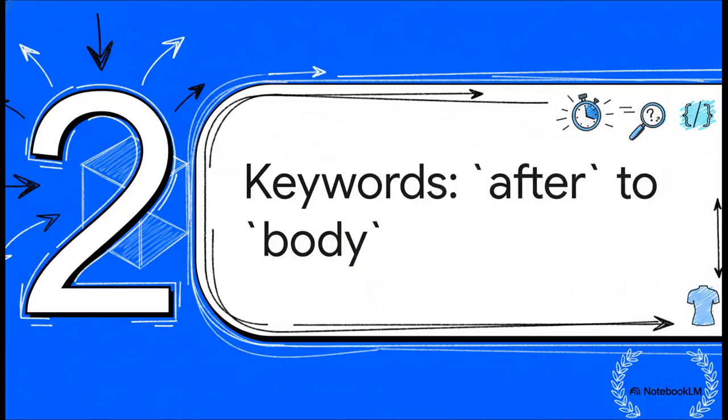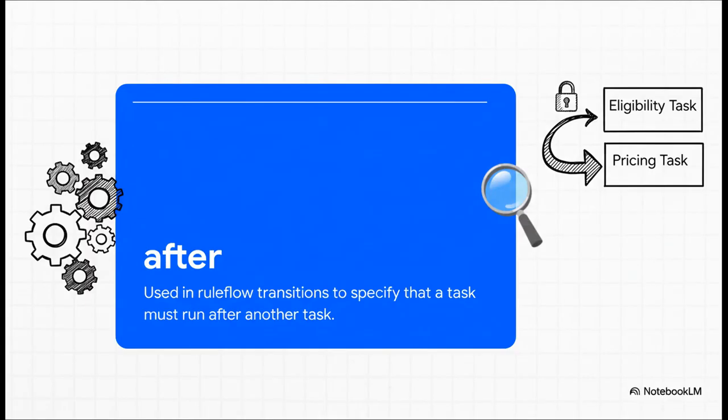All right, now that we've got the what out of the way, let's get to the good stuff, the keywords themselves. We're going to do this in a kind of rapid-fire glossary style. First up is our batch from after all the way to body. Let's do this. Kicking things off, we have after.